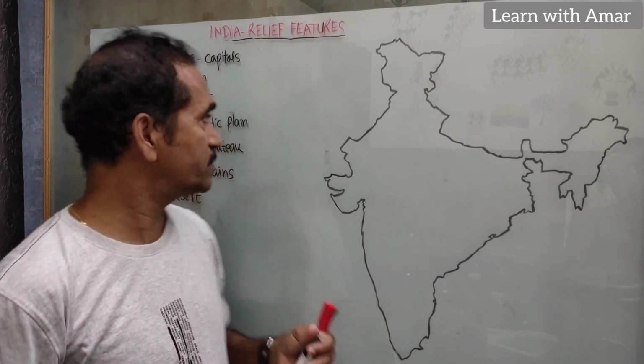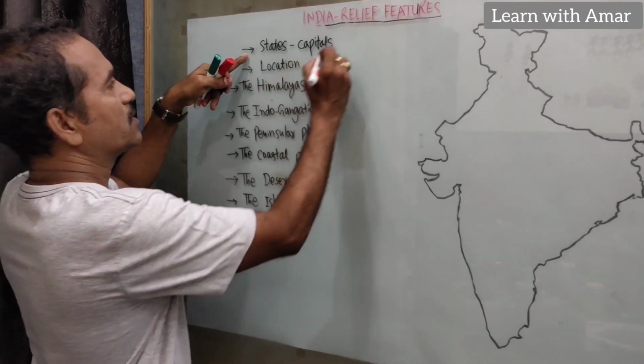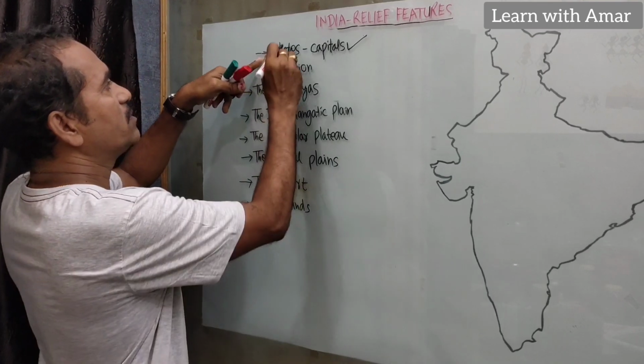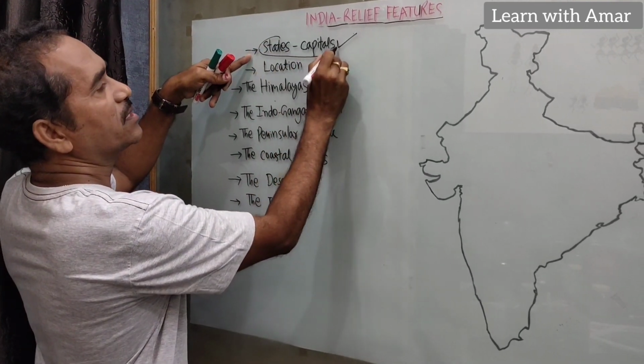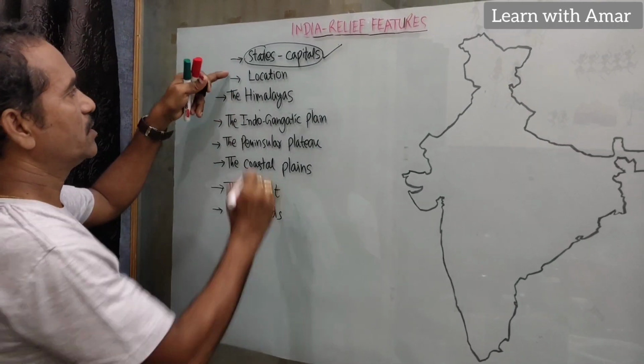So these are the concepts. See, states and capital cities, first concept. So this is very important. We prepare a separate video on this topic: states, location, and capital cities. Okay, right. Let's move on to the next concept: location.